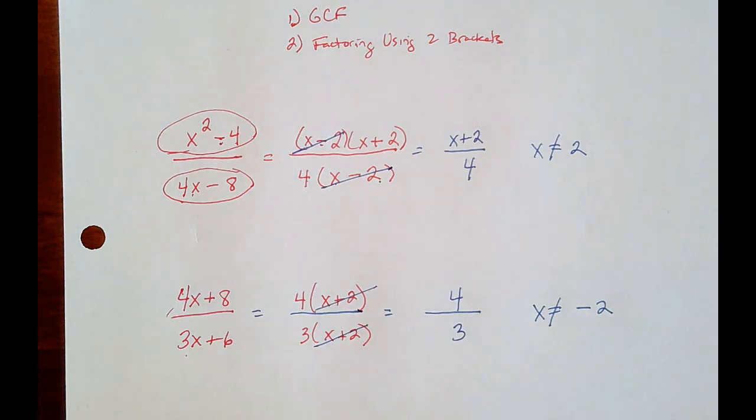Now, I know that the final answer doesn't have an x in it, but it came from something that did have an x in the bottom. These things are equivalent to each other, but because this had x in the bottom to start with, I have to account for that. It can't be negative 2, and that's why it's part of my answer.